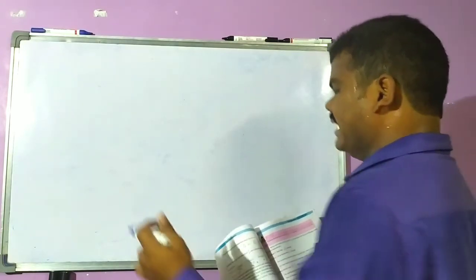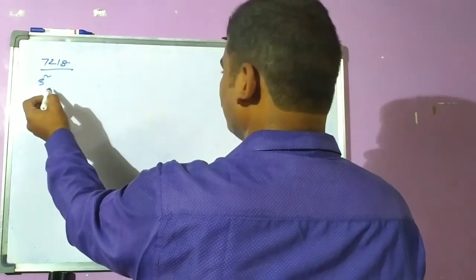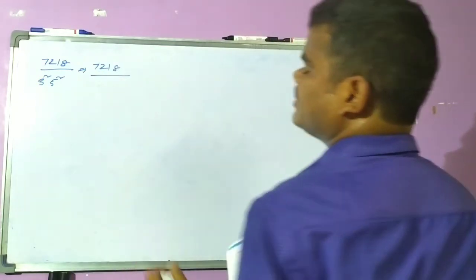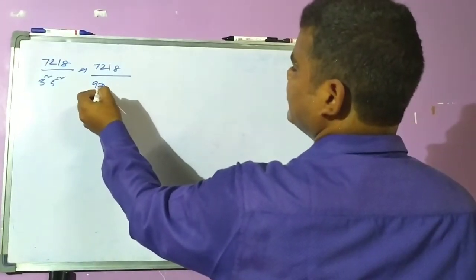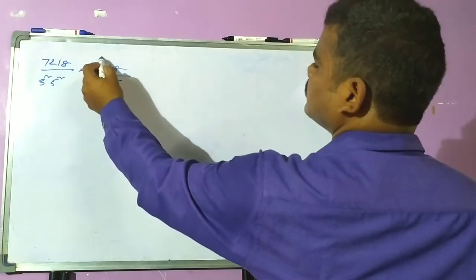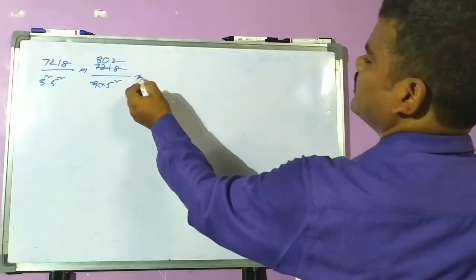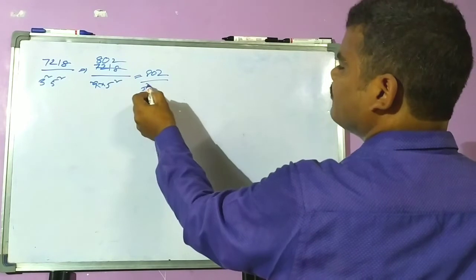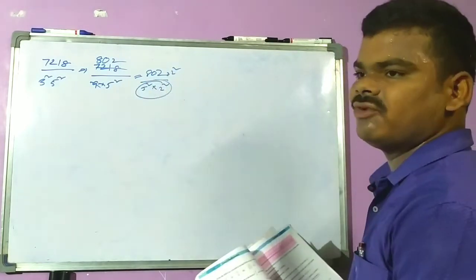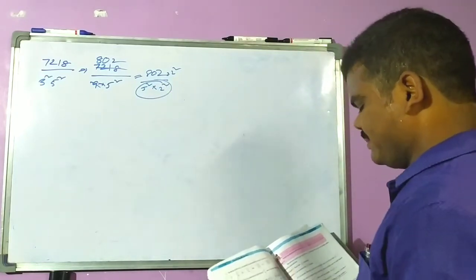Next one. 7218 by 3 square into 5 square. See, 7218 divided by 3 square means 9, 9 8s are 72, 9 2s are 18, so 802 by 5 square into 2 square into 2 square, right? The denominator is in the form of 2 power n into 5 power m. So this is also a terminating decimal expansion.